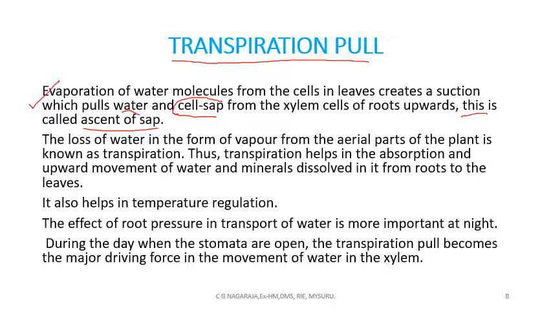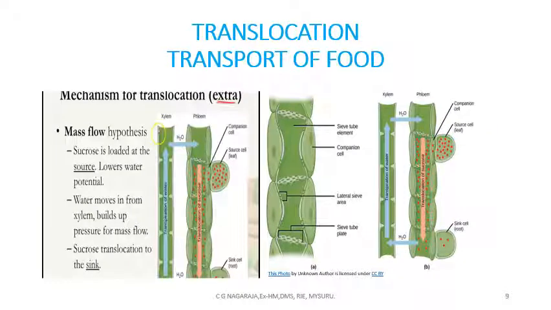Especially transpiration helps in pulling the water upwards. Transpiration helps in temperature regulation, and this you should remember. Root pressure also helps in moving the water upwards. So you remember three important forces: osmosis, osmotic pressure, and transpiration pull, which help in pulling the water from the root tip to all parts of the plant.